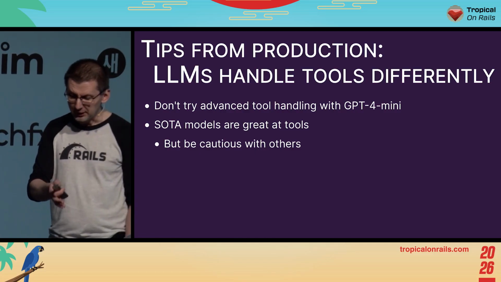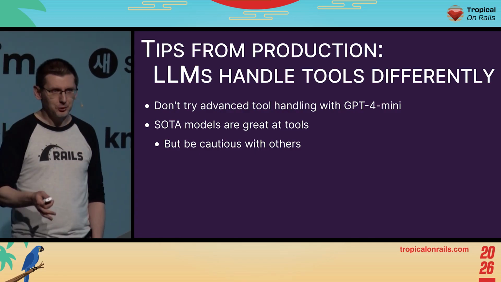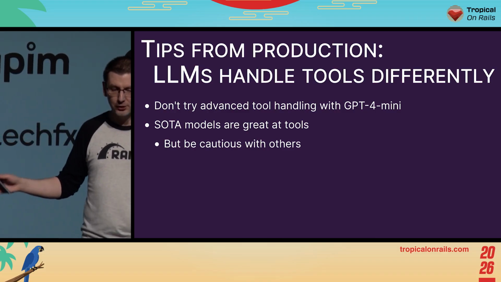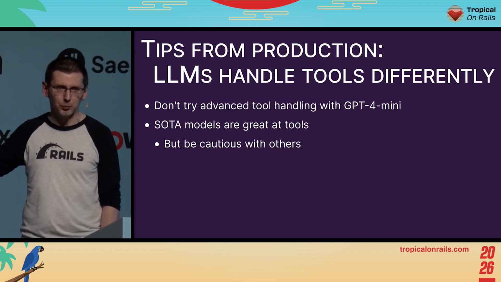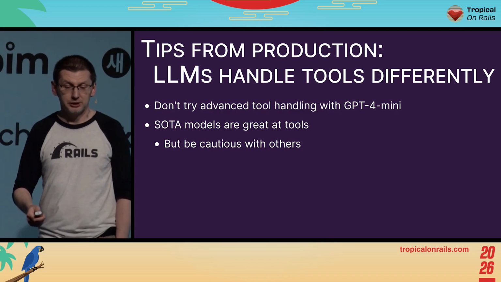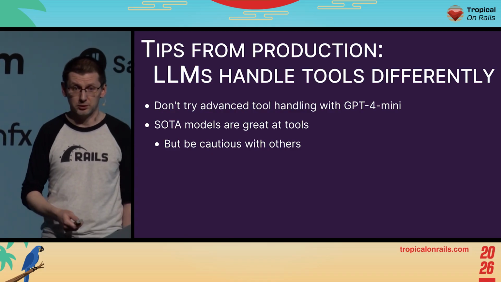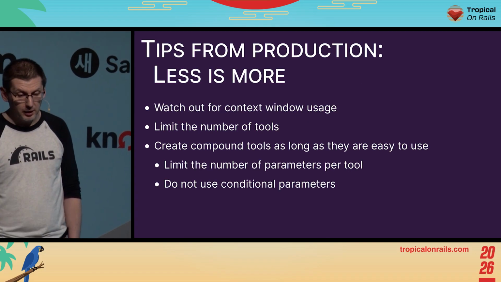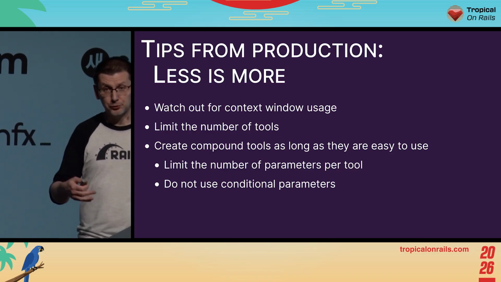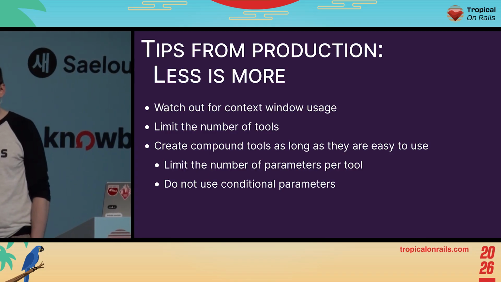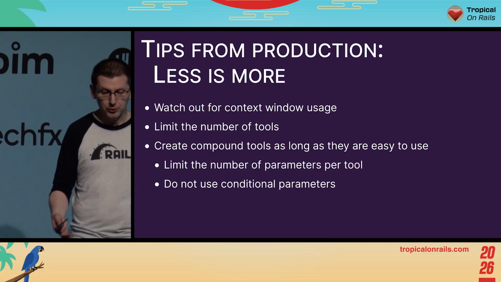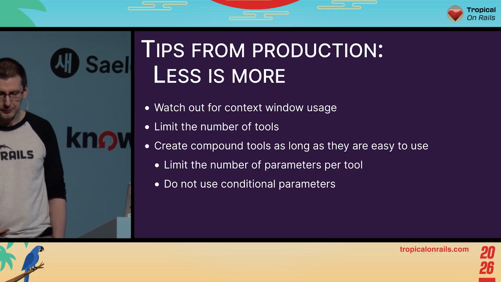Very quickly, I think I'm out of time. Just a few tips from production. LLMs handle tools differently. Don't expect GPT-4 Mini to handle it well. Anthropic would be great. State-of-the-art models would be great. Just be cautious with the others. Less is more. Watch out for context window usage. Limit the number of tools. You don't want to have 100 tools, even if the models are better and have bigger context windows. It will just bloat your context.